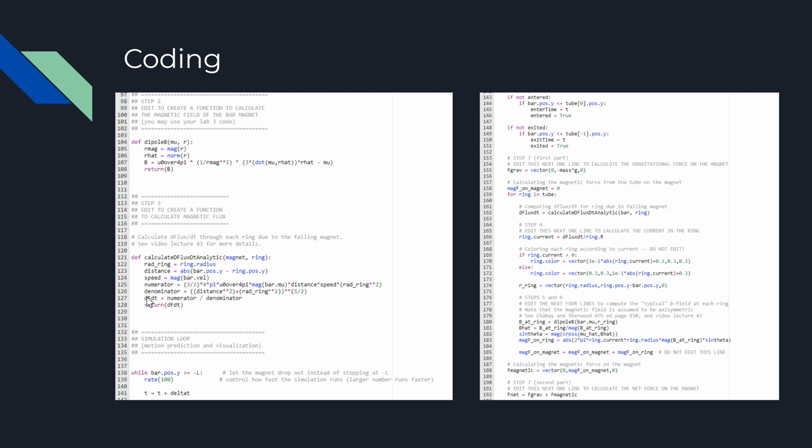Then it's a lot of given code to generate the bars and the rings and the calculations for the graph, but I calculate my ring current, as you can see, with the delta flux over the ring radius, and then down towards the bottom, the calculations for the B at the ring, B hat, sine theta, and all of that to compute the typical B field at each ring.